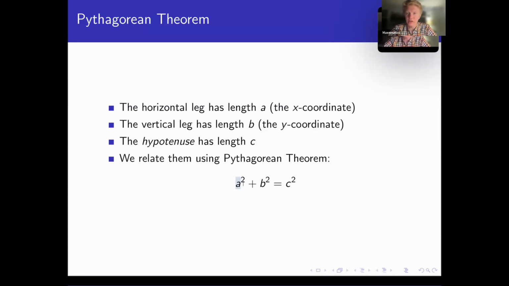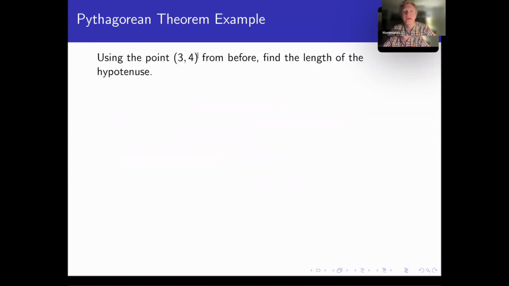The length of the horizontal leg squared plus the length of the vertical leg squared equals the diagonal's length squared. So if we want to find the length of that line, the hypotenuse, well, if we have the point 3, 4, then A is 3 and B is 4. So all we're going to do is plug info into A squared plus B squared equals C squared. Well, A is 3, B is 4.